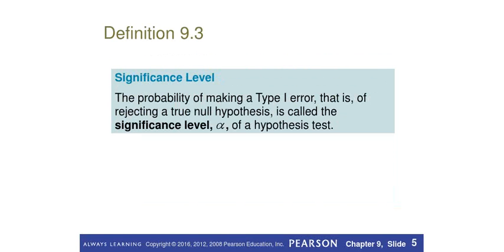We also wanted to identify something called a significance level. Remember that in Chapter 8, we talked about the idea of a probability associated with our confidence level. We were 95% confident, we had a 90% confidence level, and so on. Well, the probability of making a type 1 error, that is, of rejecting a true null hypothesis, is called our significance level, alpha, which is the same alpha that we had with our confidence level.